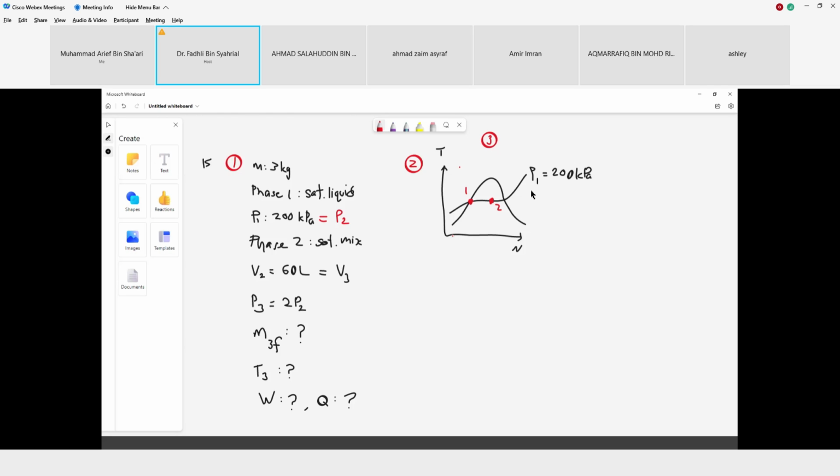Clue yang kita boleh dapat daripada ayat nombor 2. Heat is now transferred, causing some of the liquid to evaporate.